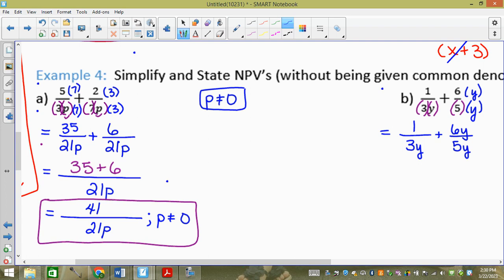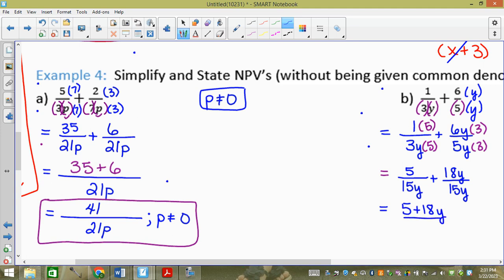Yeah, you can. So, this one we can multiply by 5. This one we can multiply by 3. And we get 5 over 15y plus 18y over 15y. And we get 5 plus 18y all over 15y. Can I put the 5 and the 18 together? No, the 5 is like 5 guitars and the 18 is like 18 yams.